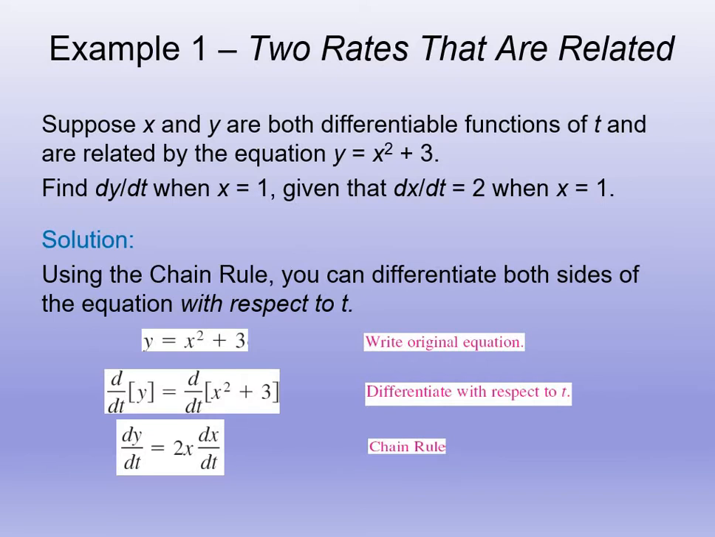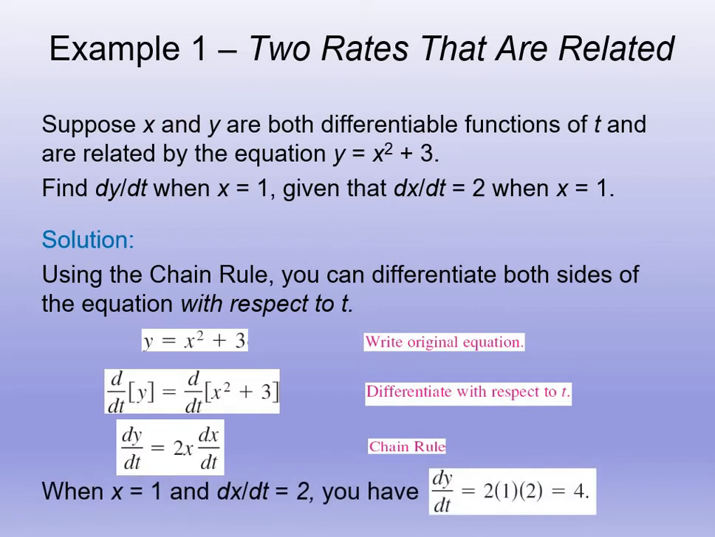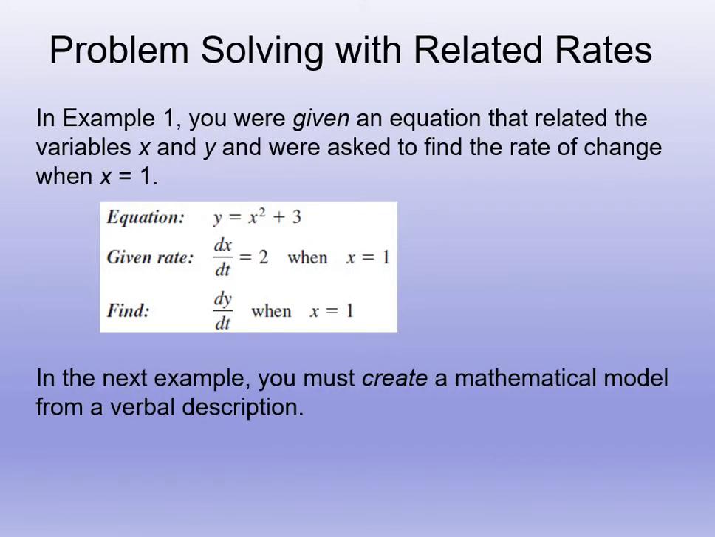Now we have some initial conditions. We're given dx/dt is 2, and we're given x equals 1. So we substitute in x equals 1 and dx/dt equals 2, and do our calculations. We get 2 times 1 times 2 is 4. So dy/dt, the rate of y with respect to time, how fast y is changing with respect to time, is 4.